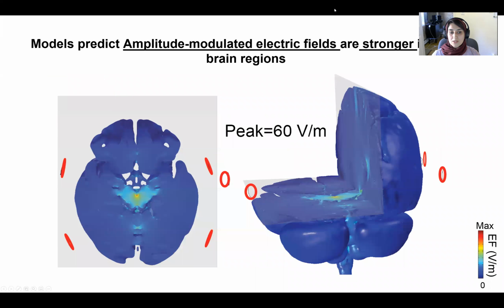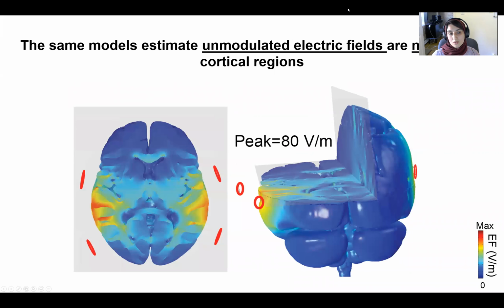Human head models show that the amplitude modulated component can target deep brain regions. However, cortical areas are exposed to purely sinusoidal waveforms.